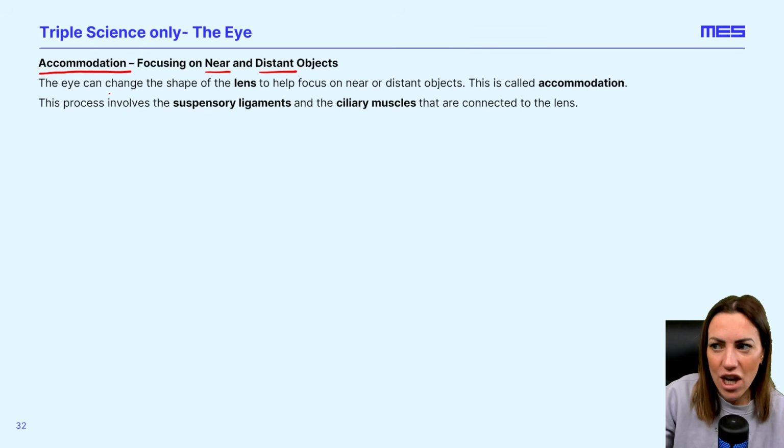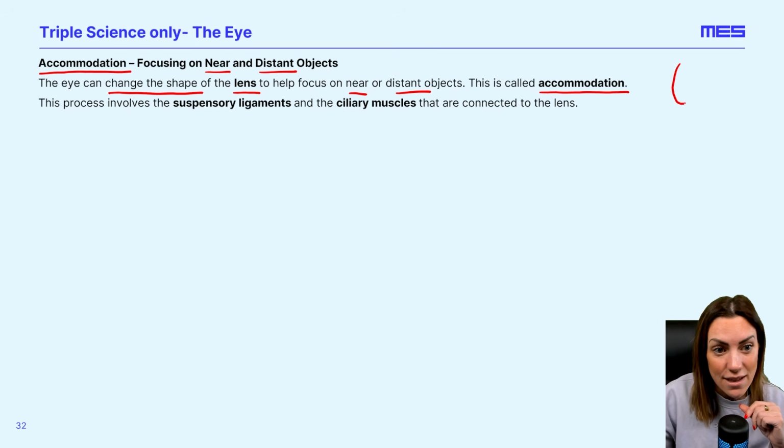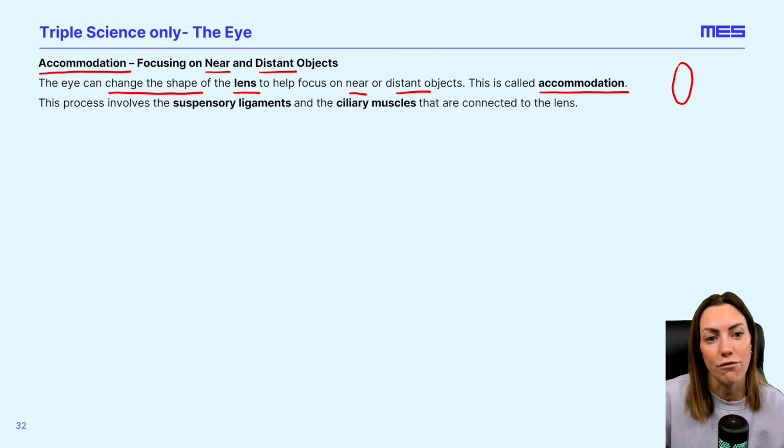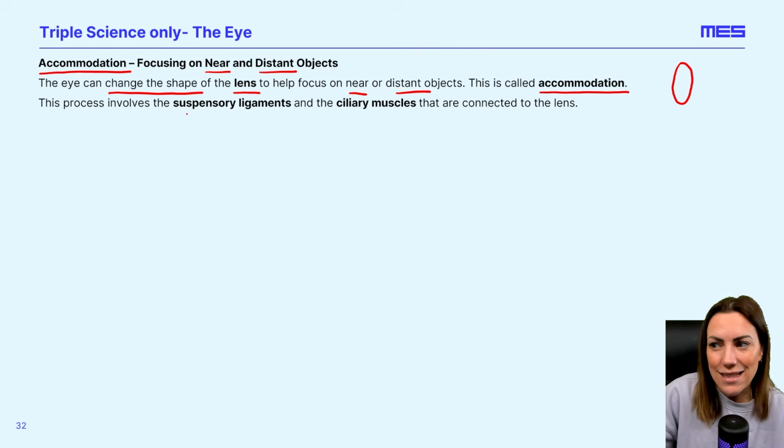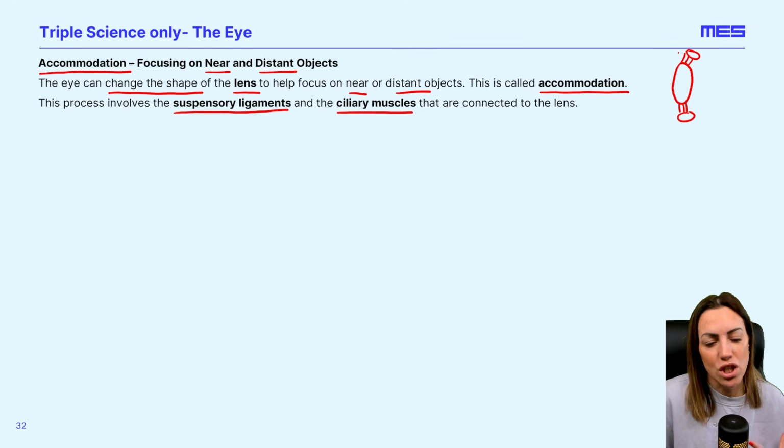The eye can change the shape of the lens to focus on near or distant objects. This is called accommodation. So it's the shape of the lens, which is that kind of oval shaped structure at the front of the eye. It's the shape of the lens that we're changing. And the lens is connected to suspensory ligaments, and suspensory ligaments connect to ciliary muscles. So here's my suspensory ligaments, and here are my ciliary muscles. So it's these three structures working together that are involved in the process of accommodation.